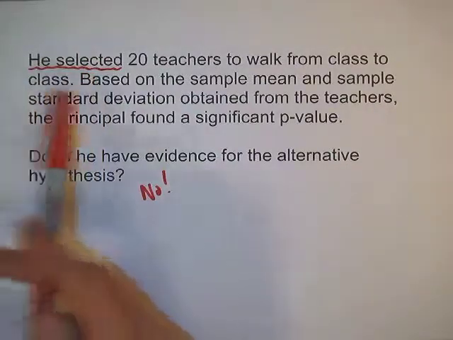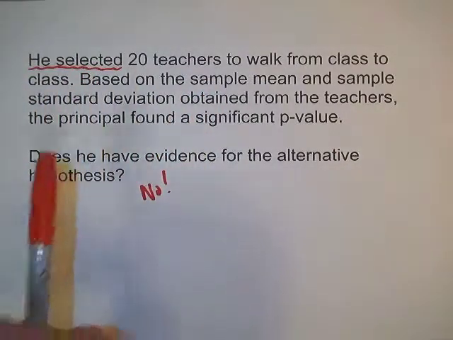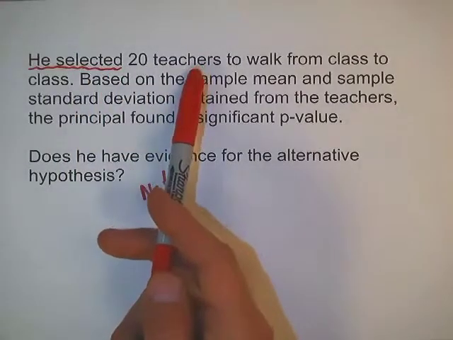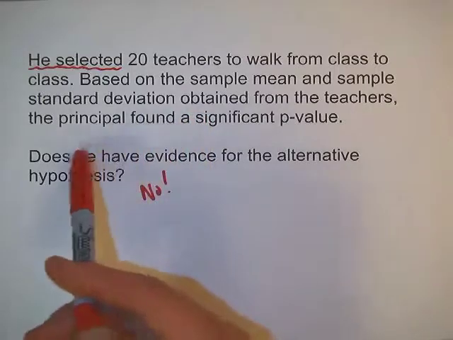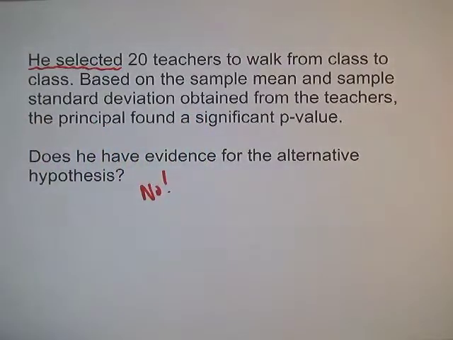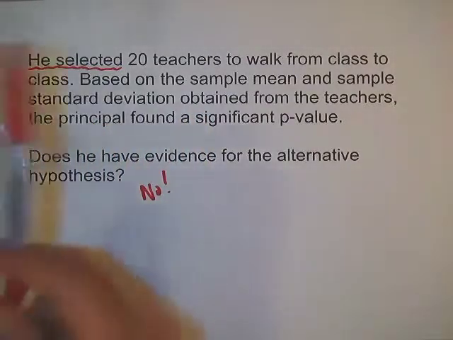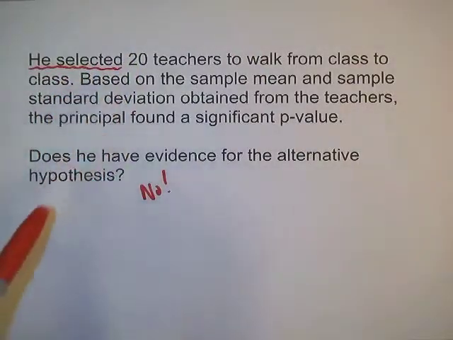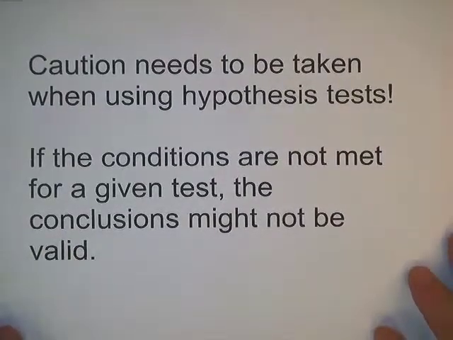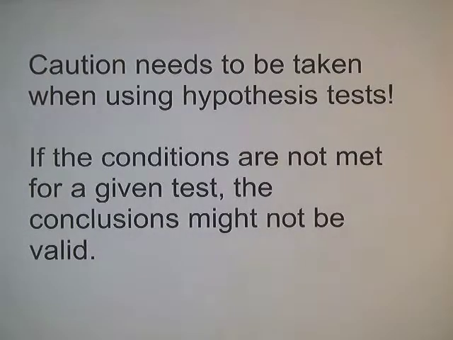In this case, it's probably a pretty intentional bias. He's picking teachers to walk from class to class. Teachers will probably walk faster, won't have anyone to talk to in the hallway, and probably know a faster way to get from class to class. So this convenience sample is certainly not a simple random sample. So no, he does not have evidence for the alternative hypothesis. Caution needs to be taken when using hypothesis tests. If the conditions are not met for a given test, the conclusions might not be valid.